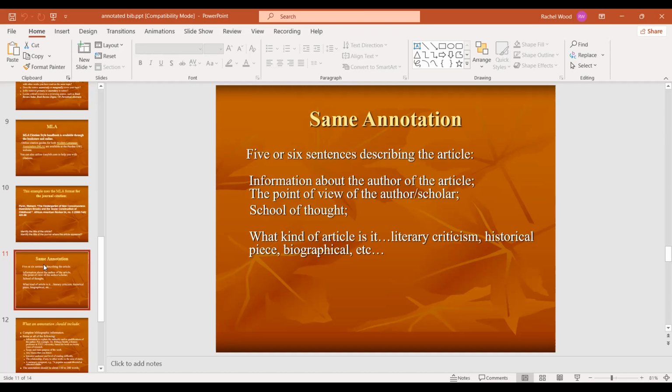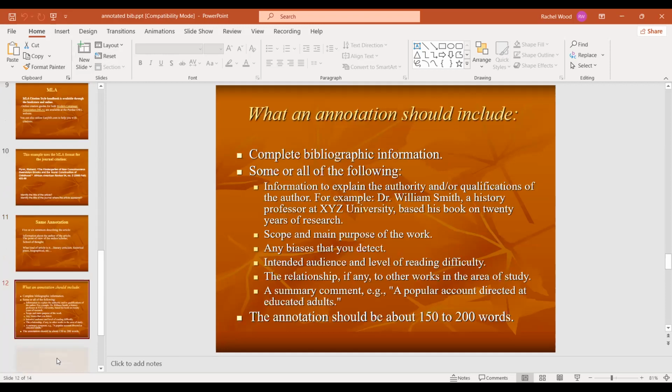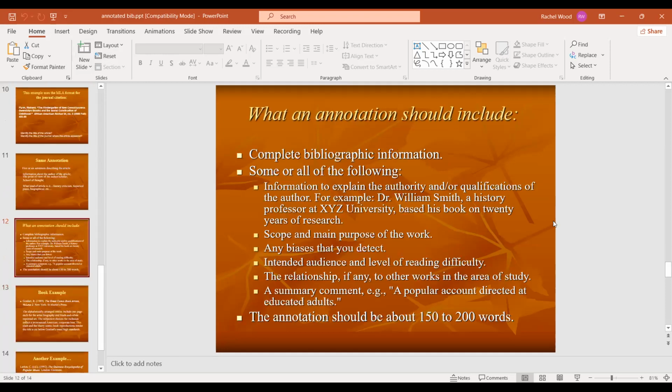You also want to notate what type of article it is. Is it literary criticism? Well, since you're not in 1102, it's not literary criticism, but is it a historical piece? Is it biographical? Is it an informational essay? Is it a doctoral dissertation? All of those things, all of that information. When you're reading a doctoral dissertation or a master's dissertation, usually there's a dedication at the top. So you just kind of want to look at those types of things when you are beginning to do your annotated bibliography.